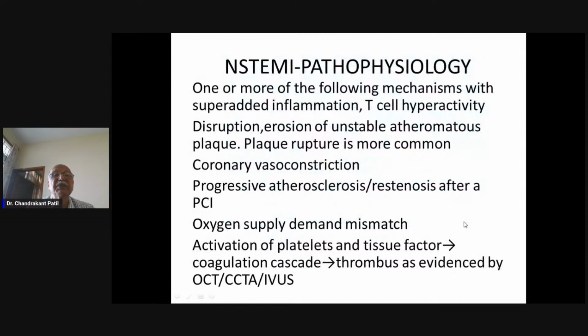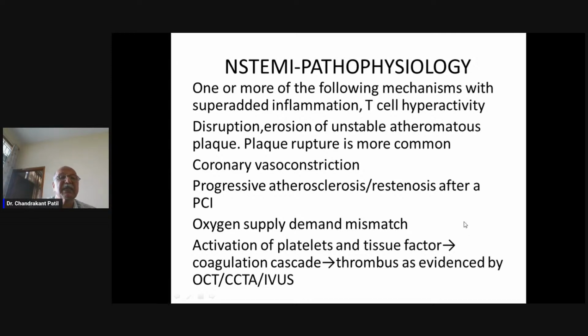So, what is the pathophysiology? It is a rupture of the plaque, and once there's T cell hyperreactivity, disruption and erosion of an unstable atheromatous plaque can occur. Plaque rupture is much more common than erosion. Erosion is more common in females.